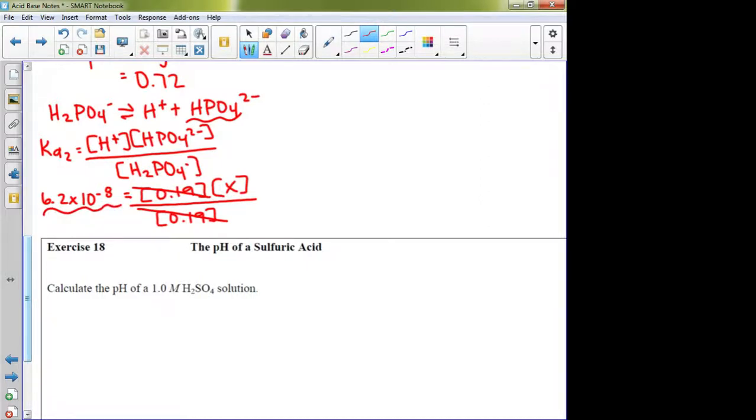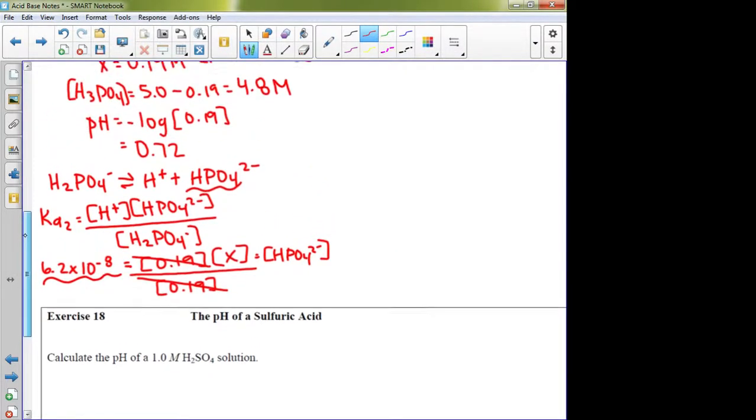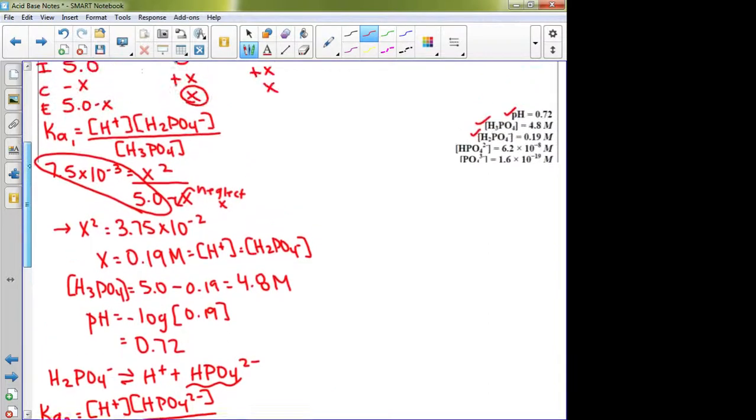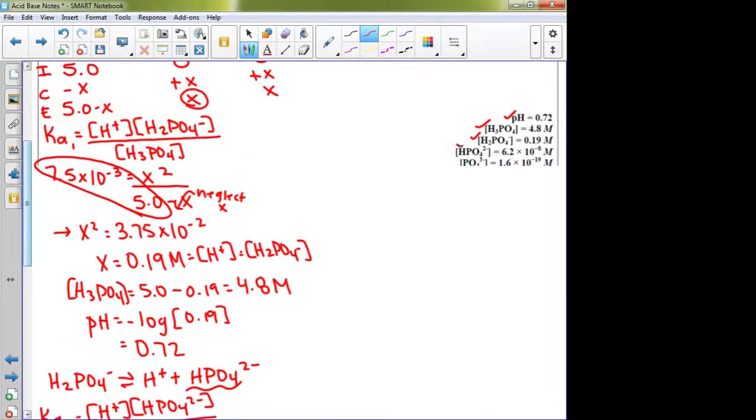So what is my concentration of HPO4 2 negative here? 6.2 times 10 to the negative 8. Do we see how that worked out? These two are equal, so this is equal to my concentration of HPO4 2 negative. Will it usually be like that? Yep, it usually will. So now I've found my concentration of HPO4 2 negative at equilibrium.